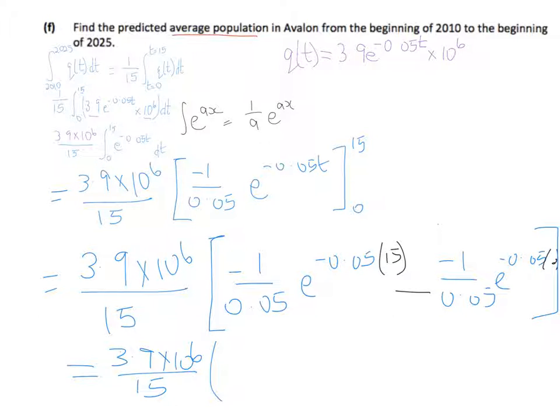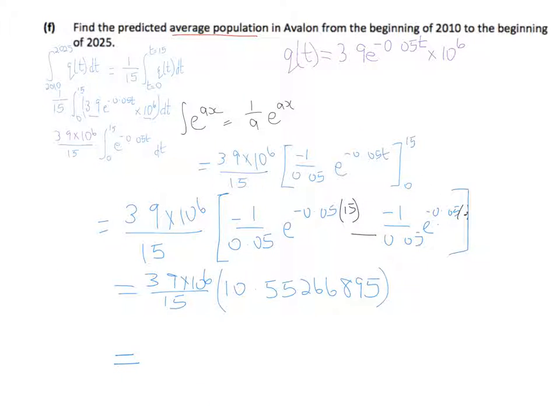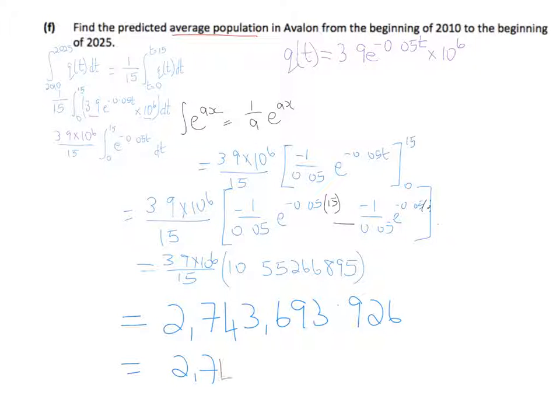So that gives us 10.55266895, and so I'm just left then to multiply that by the 3.9 by 10 to the power of 6 and divide it by 15. And so that gives me an answer of 2,743,693.926, and so rounding that off for our predicted average population change, I get 2,743,694, and that's my answer then to part F.